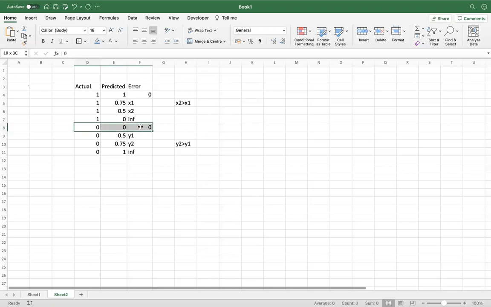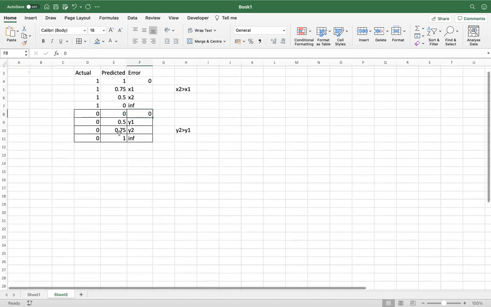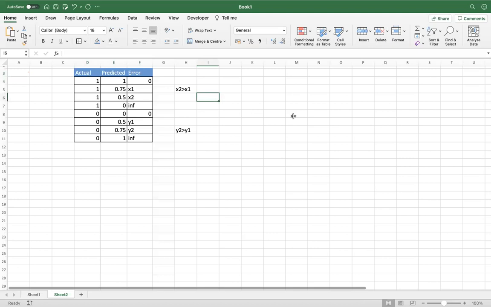If my actual is 0, prediction also should be equal to 0, then my error is 0. But if not, as my predictions go higher and higher, my error keeps on increasing. Similarly, when actual is equal to 1, if prediction is equal to 1, error will be 0. But as my predictions decrease, my error increases. Any questions? Clear? Easy enough, simple enough?